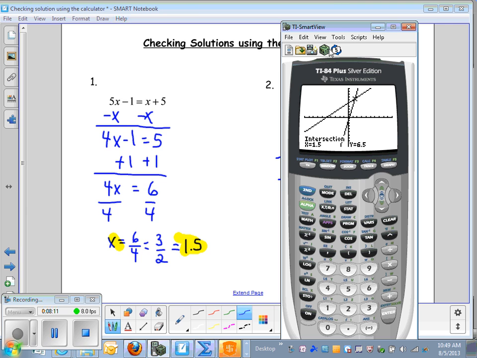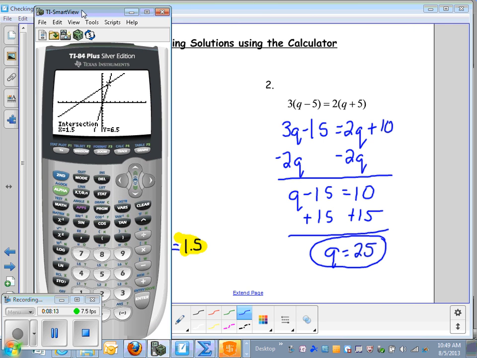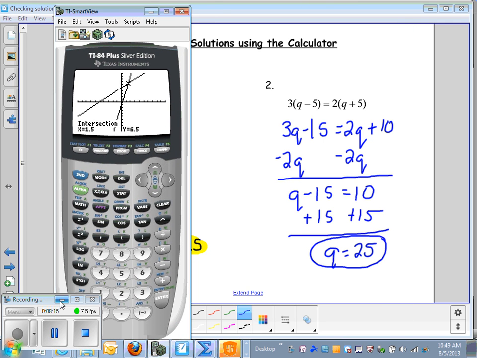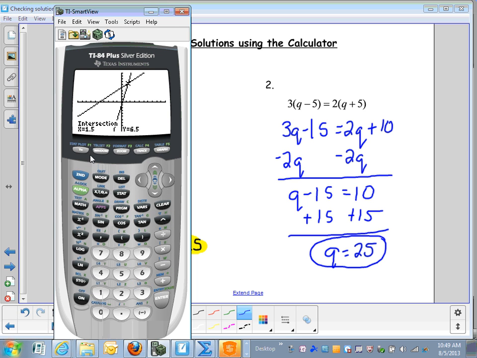So let's check this in the calculator. The first thing I'm going to do is go into y equals. And I can hit clear, scroll down and hit clear. I like to do that. Now I'm going to enter the left side into the calculator into y1 and the right side into y2. This is the variable q. When I'm using the calculator, I'm going to use x.